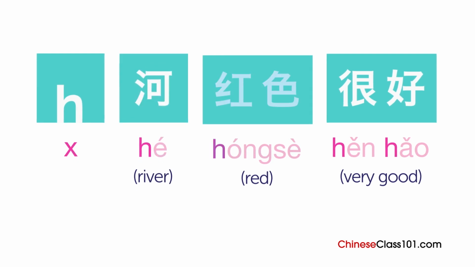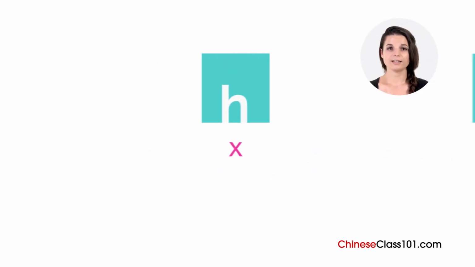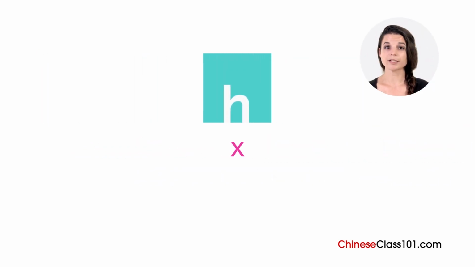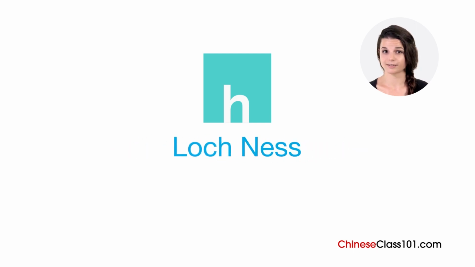The next consonant is h. 和，红色，很好. It's easy to think this is an H sound, but it's more like a prolonged K sound. The trick is to make a K sound without cutting off the airstream completely. It's like the CH sound in the word yech, or the Scottish loch, as in Loch Ness.